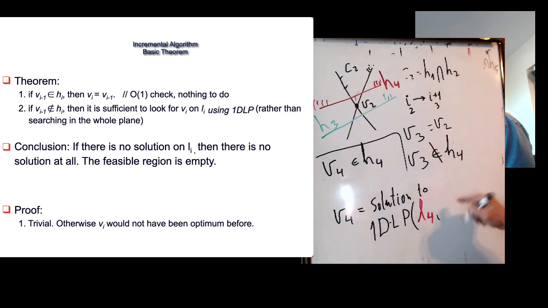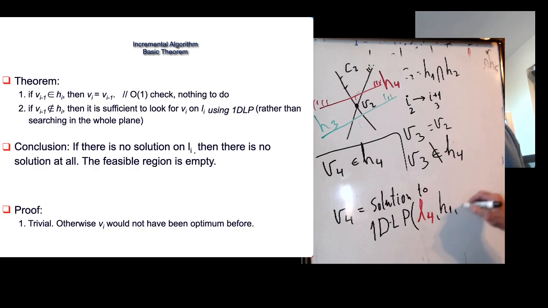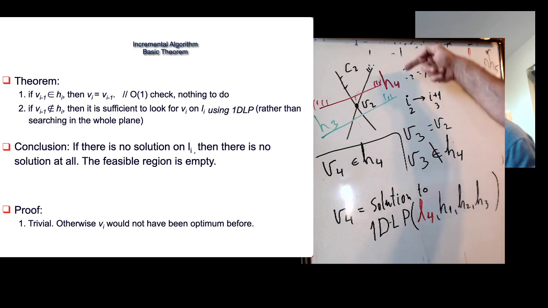And what are the half planes that the one-dimensional linear programming needs to see? Not all the half planes so far that exist in my database. Not everything from 1 to n. Only the half planes that I've seen so far, which are H1, H2, and H3. I could have written here H4 as well, but it doesn't have any impact once I know that I'm on this line.